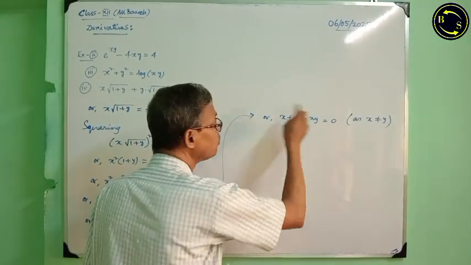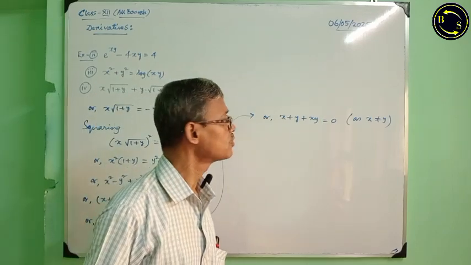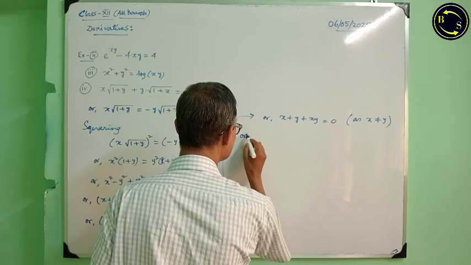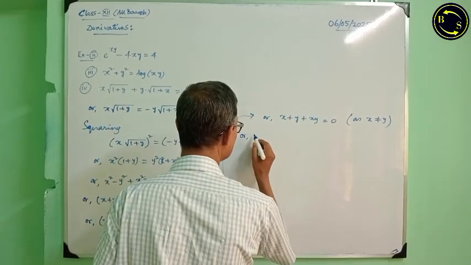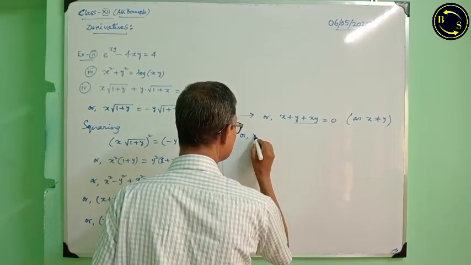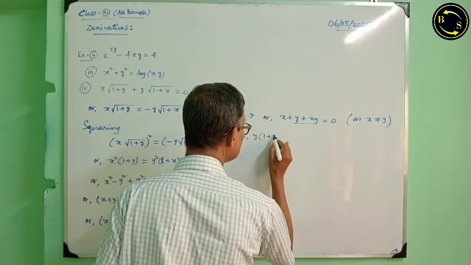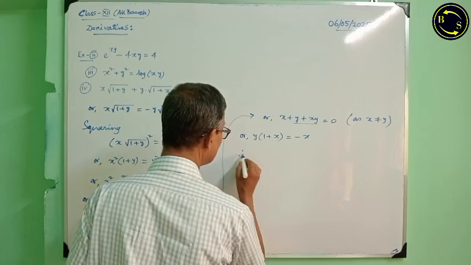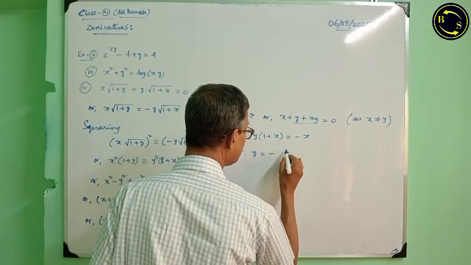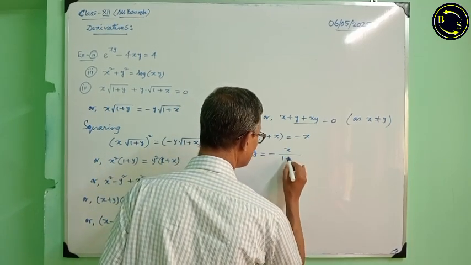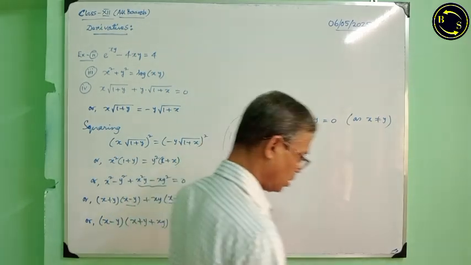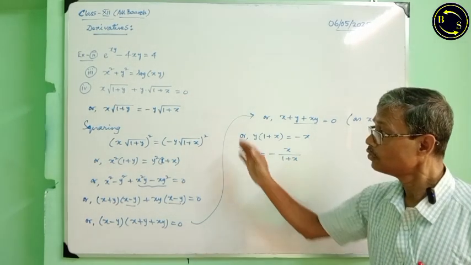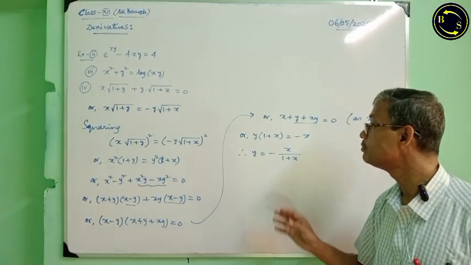Now we have got this reduced form x plus y plus xy is equal to 0. From that we can express y in terms of x. Take these two terms and take y common factor, and I take it on the right side. Therefore y is equal to minus x by 1 plus x. Finally, we have expressed y in terms of x. Follow these steps. Very interesting sum.